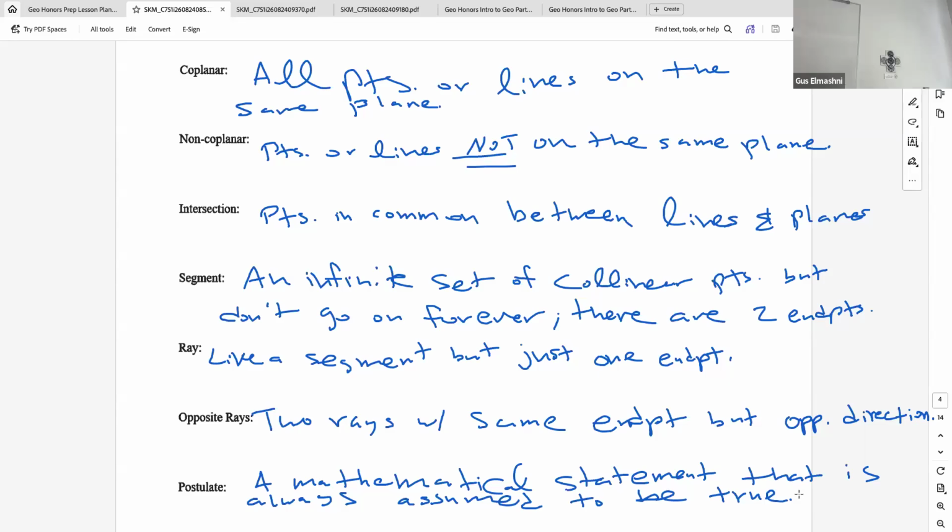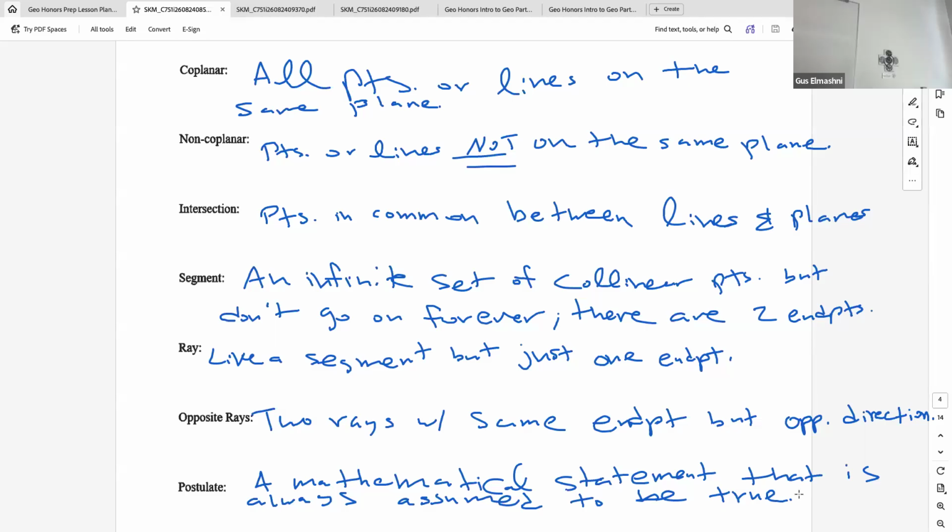Okay, looks like you guys are getting ahead, which is fantastic. You make great progress. We're at coplanar: all points or lines on the same plane. Points and lines not on the same plane are not coplanar. Intersections is what's common. They don't have to be a single point. For two lines, of course, a single point, but for two planes, that would be a line. A line would be common between two planes, and a line is an infinite set of points.